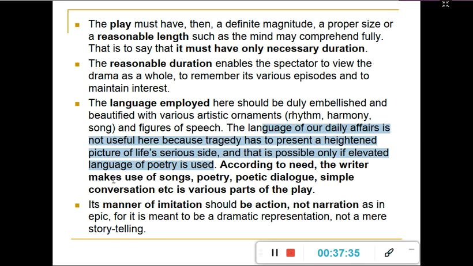According to the need, the writer makes use of songs, poetry, poetic dialogue, simple conversation, etc. as part of his play. طبعا هو الدراماتيست أو الرايتر بيستخدم ما يحلو له بقى من الحاجات دي كلها to represent his work of art. The manner of imitation should be action, not narration. طبعا لأن دي tragedy. يعني إيه manner of imitation؟ يعني هو الطريقة اللي بيقدم بيها أو بيروي بيها القصة او الحدث بتاعه. بيتكلم عن تراجيدي ما بيتكلمش عن نوفل يا جماعة, يبقى الاكشن not narration. As an epic, for it's meant to be dramatist representation, not a mere storytelling. storytelling دي بقى اللي هي الناريشن او short stories او النوفلز وكده.